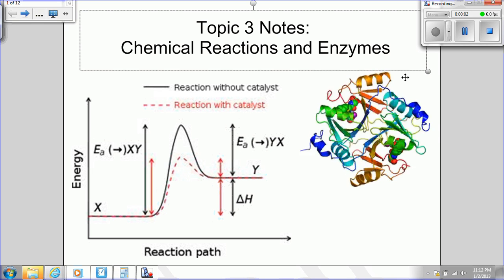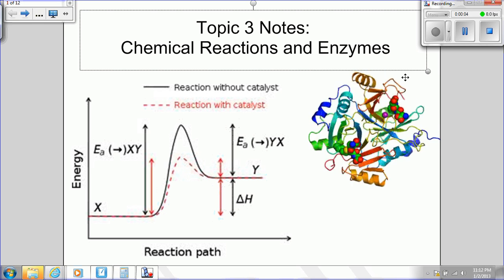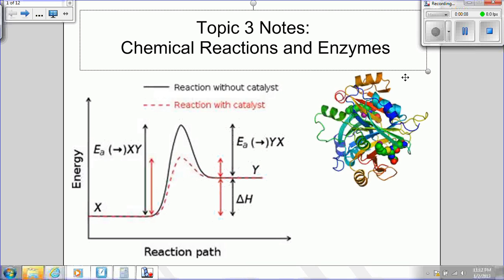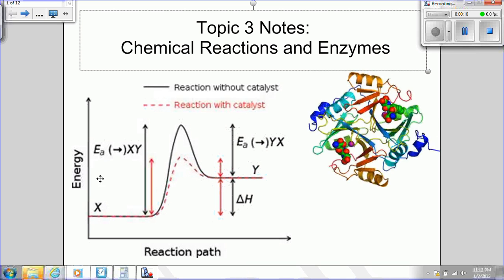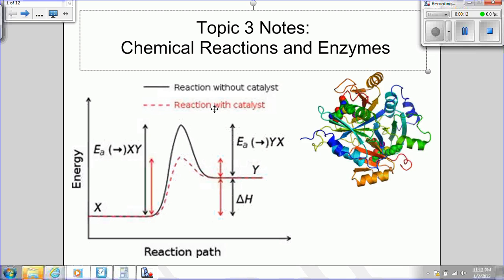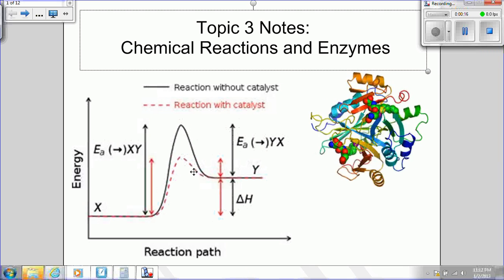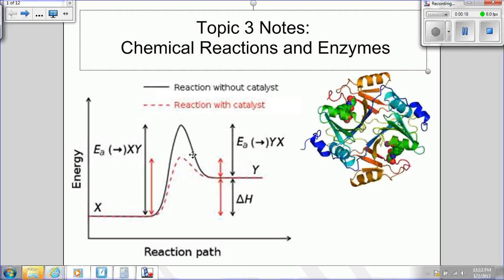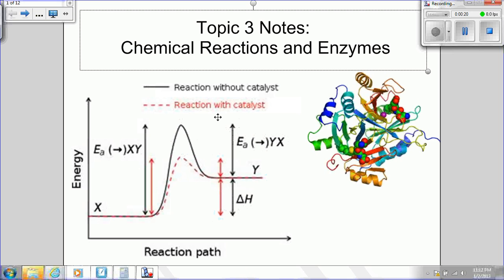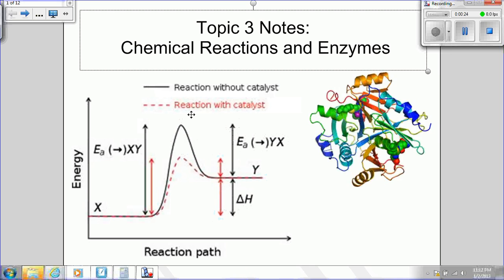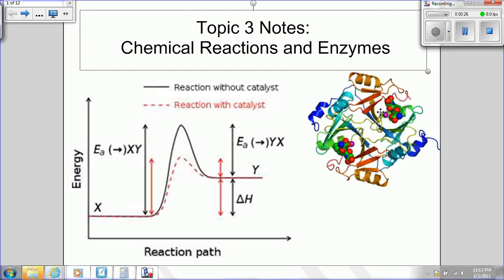Okay guys, today we're going to be talking about our third topic in biochemistry, which is chemical reactions and enzymes. So if we look at this graph here, this looks like a fairly complicated graph, but in actuality it's very simple, and I'll explain it in a few minutes. But this is a chemical reaction graph. All right, and we did talk about these really briefly last year, so this will be a review.